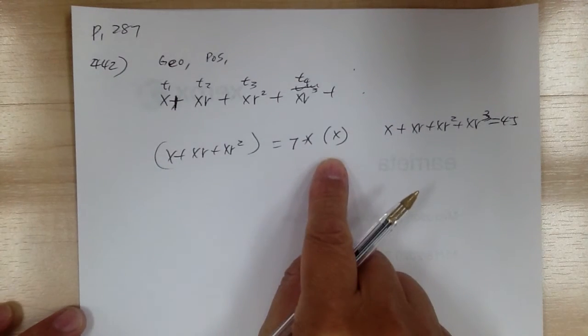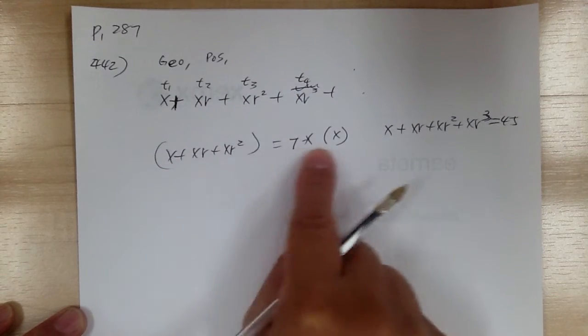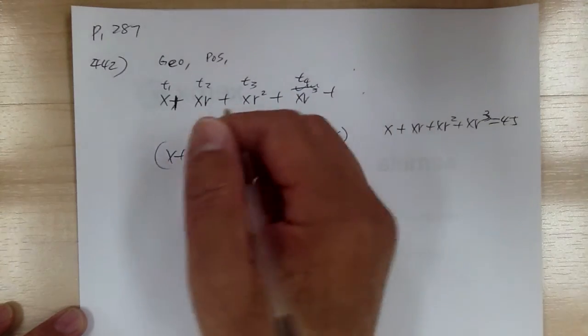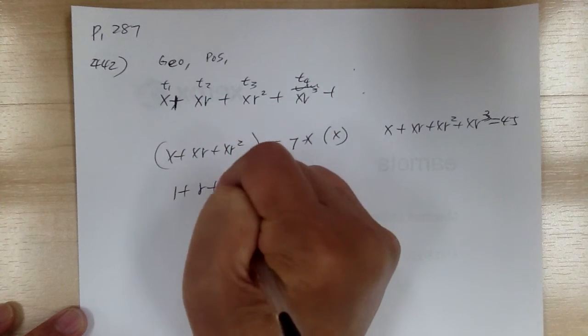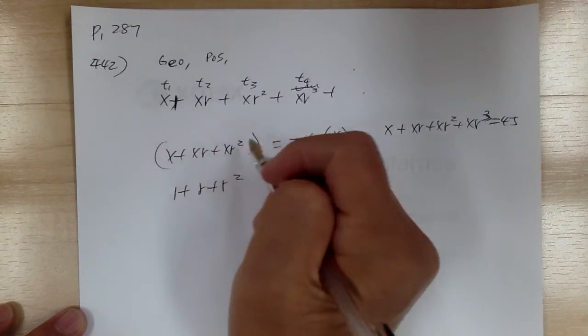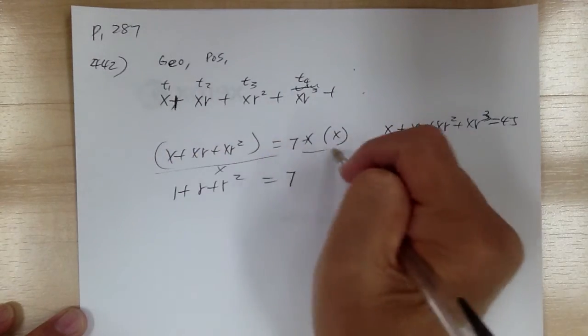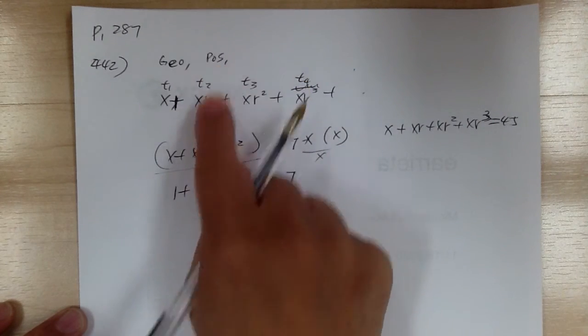From here, we know it's positive, so we know x is not equal to 0, so we can divide by x, or factor out the x. So you're going to get 1 plus r plus r squared equal to 7, right? We can divide by x because we know that x is not 0, so we can do that.